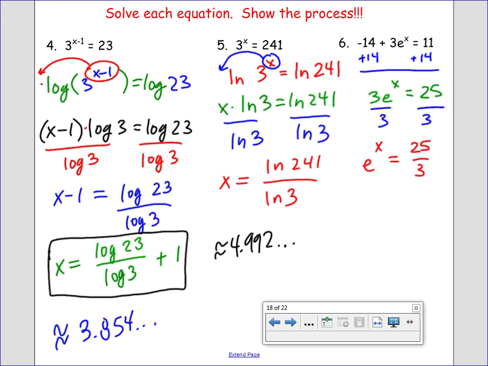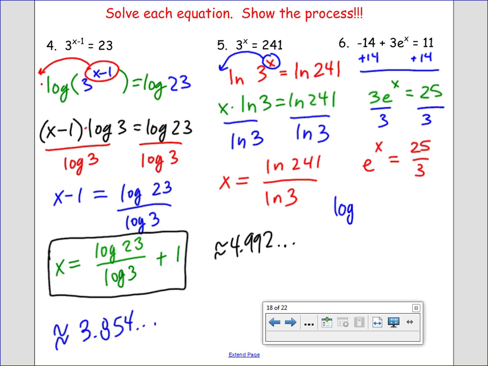My variable x is up in the exponent. How do I get it down? Right? How do I get it down? Braden? Use logs. Absolutely. We're going to take the log of both sides, and that'll introduce our log properties. Then we'll be allowed to bring it down as a multiplier, and we can solve with division. That's the point of today's lesson. We're going to take the log of both sides to get our log properties involved.